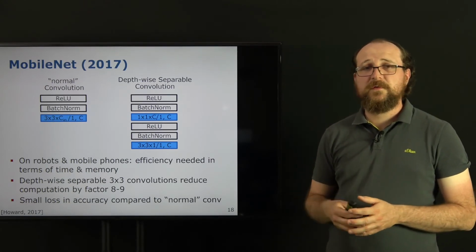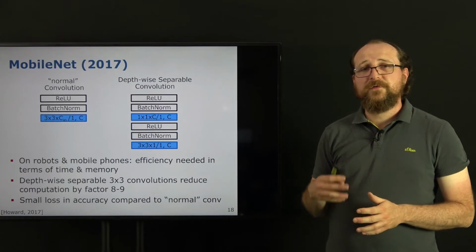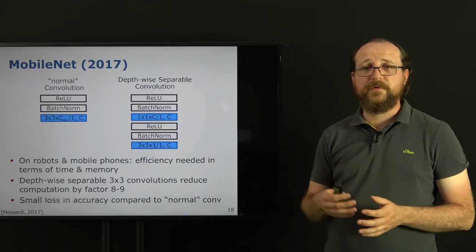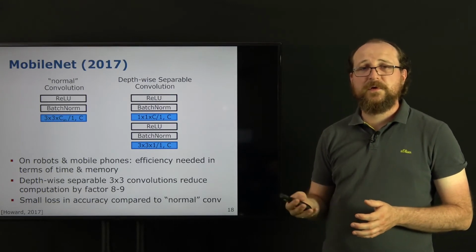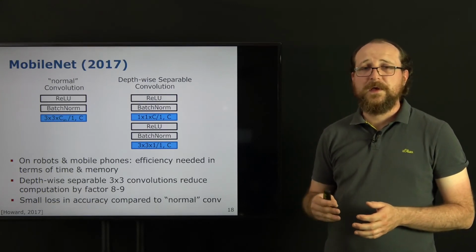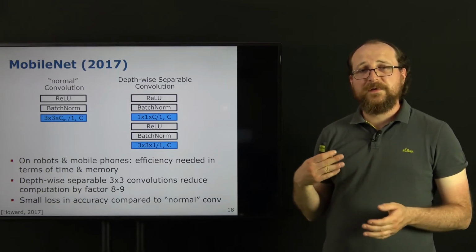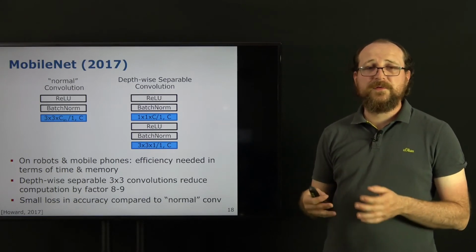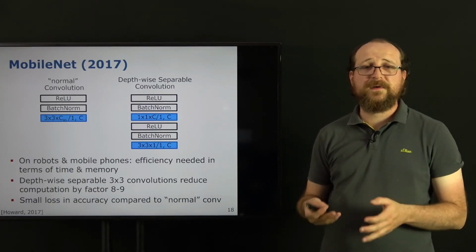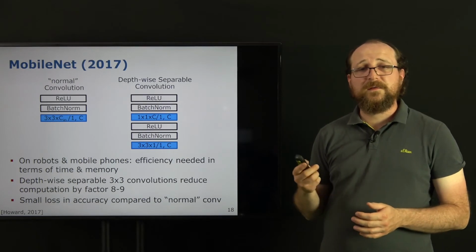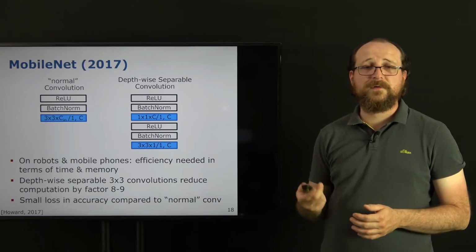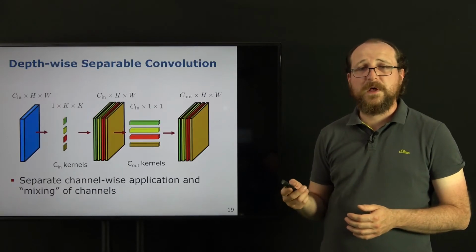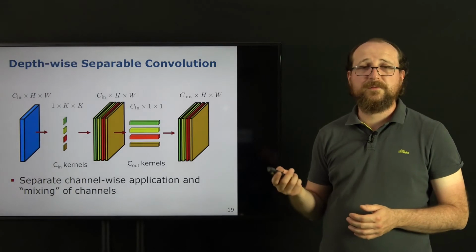So for this, the so-called MobileNet was introduced, which just replaced the convolutions that we have in the convolutional neural network by so-called depth-wise separable convolutions. And the important part is that by using these depth-wise separable convolutions, we can reduce the number of computations that are needed by a factor of 8 to 9. And we can do this with only a small loss in accuracy compared to normal convolutions. So how does the depth-wise separable convolution work?